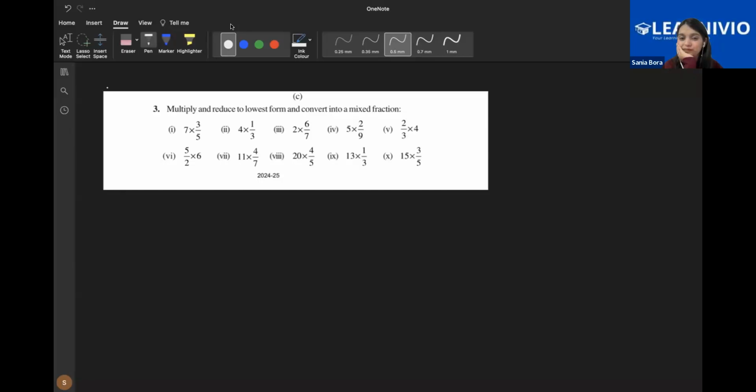Yes, ma'am. Check it once. What you were getting at last? 13 by 3. If you solve this mixed fraction, are you getting 13? 4 by 3 you said, no?